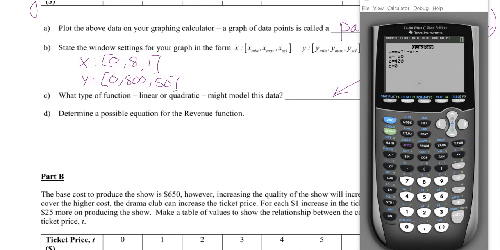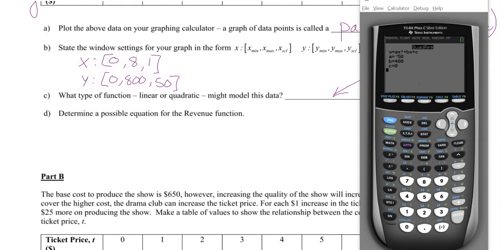So when you run a regression, so we run a quadratic regression, we expect a quadratic equation. So our screen looks like this, he says, pointing to the screen, right? Y equals ax squared plus bx plus c. A is negative 50, b is 400, c is 0. Here's what you are going to write.